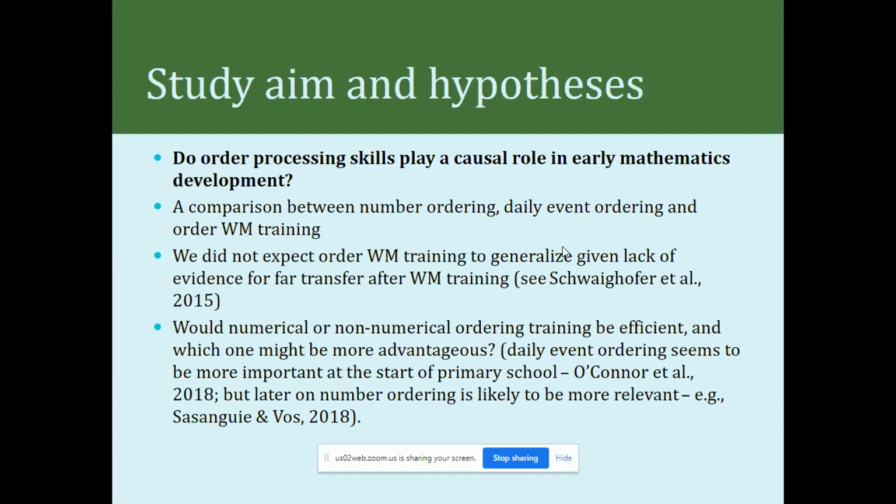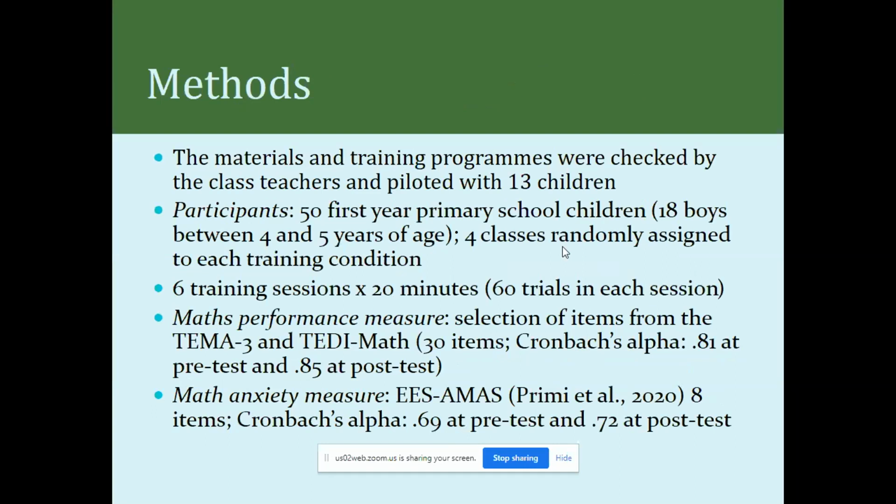So of course you could say, well, number ordering should be more relevant because this is domain-specific training. But based on the previous study, where we found that non-numerical ordering was actually a stronger predictor of maths performance at the start of primary school, you could also think that maybe that's the better or more interesting skill to train.